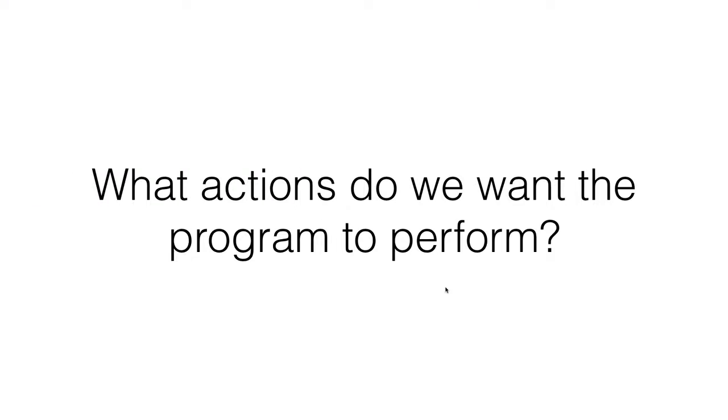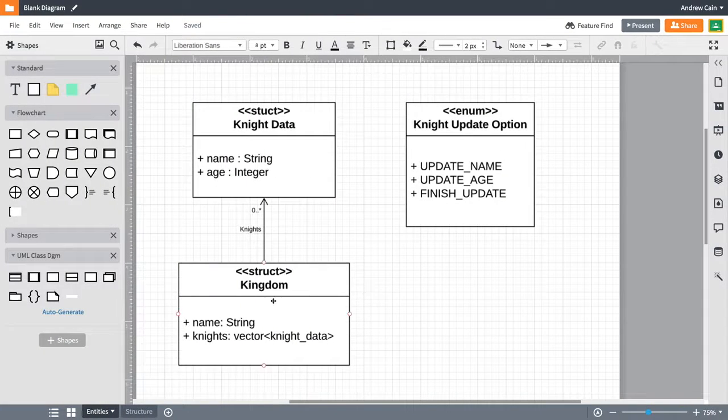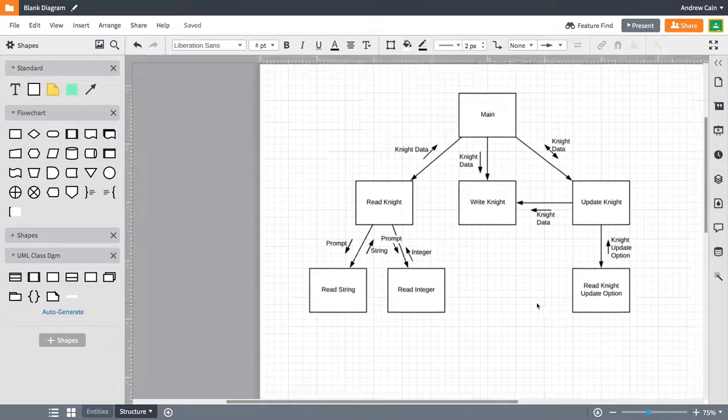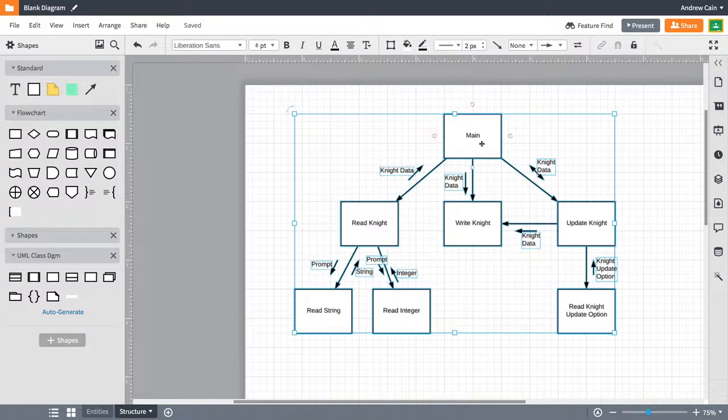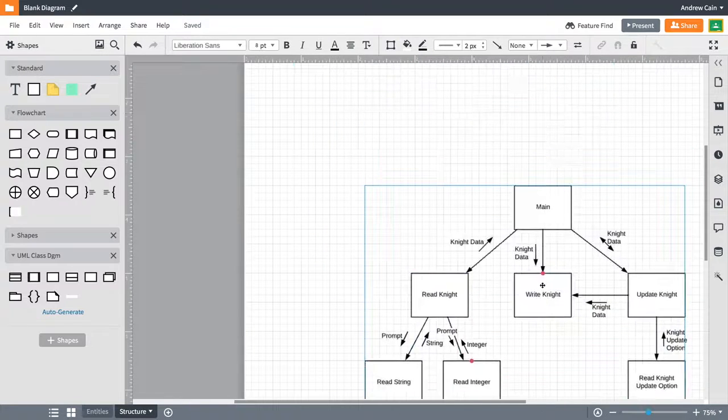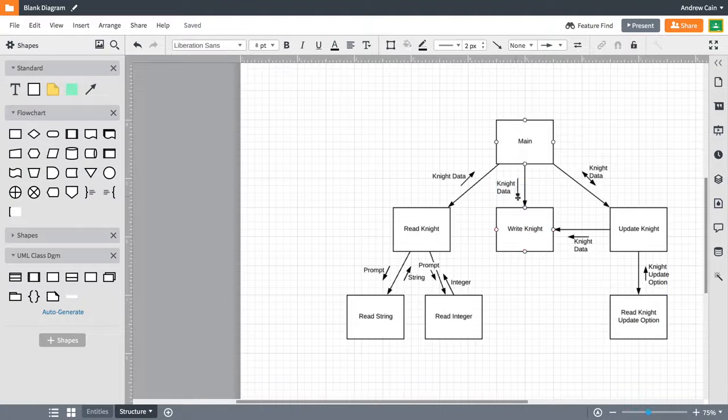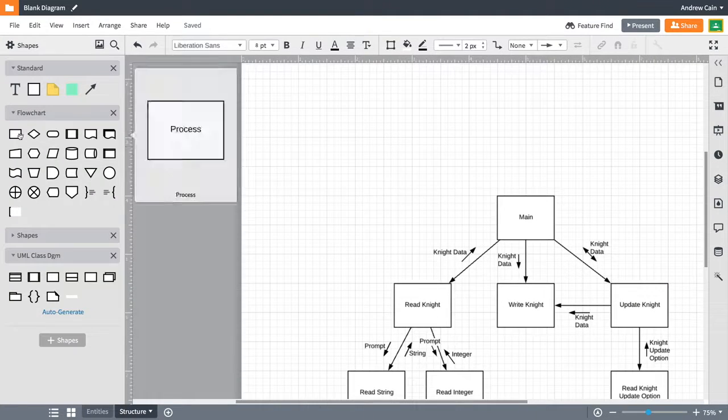So what actions do we want the program to perform? Well, now that I've got my kingdom, I can do some extra things. So let's think about the structure of my program. This is what we've got so far. What I might do is move this down a little bit so that we can add some extra bits to it.